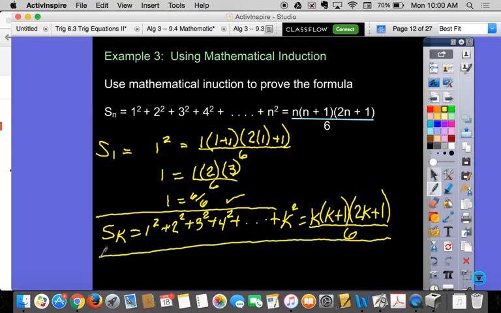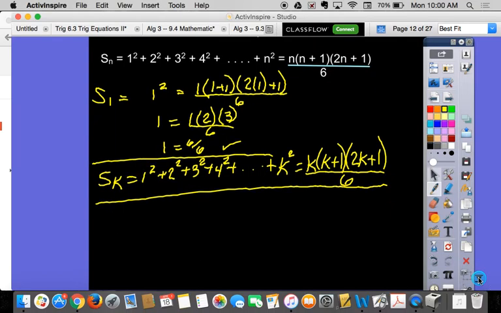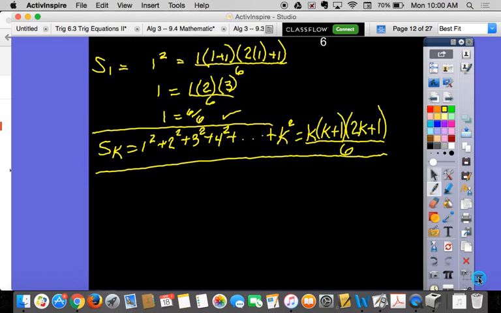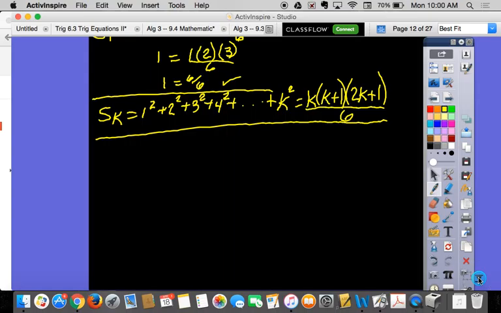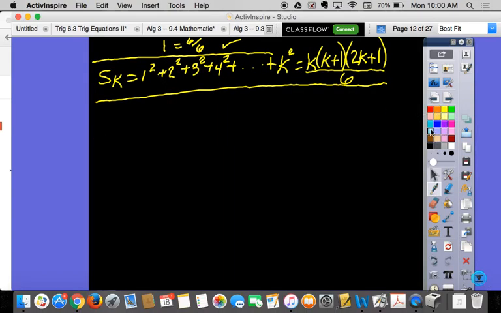There's part 2. Now let the fun begin. Oh boy, we get to do k plus 1 with this one. Yummy. So, prove it's true for S sub k plus 1. And I'm going to just kind of back this up as much as I can. I know this is going to take up a lot of space.